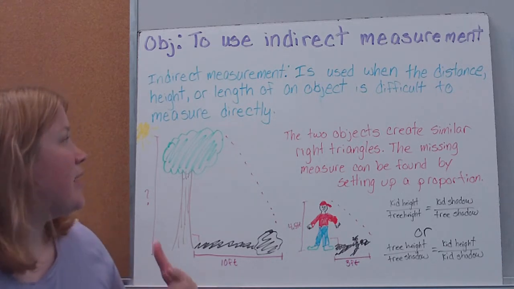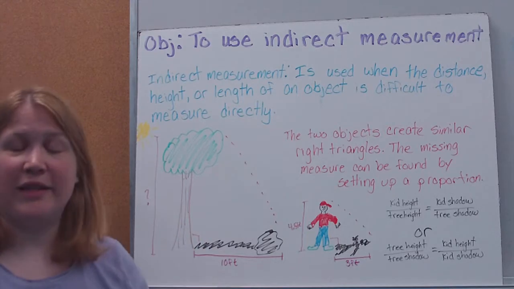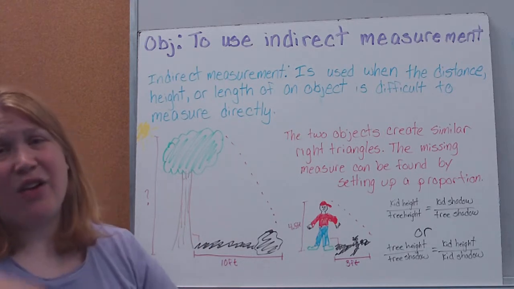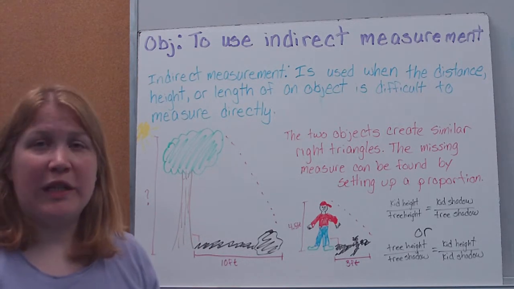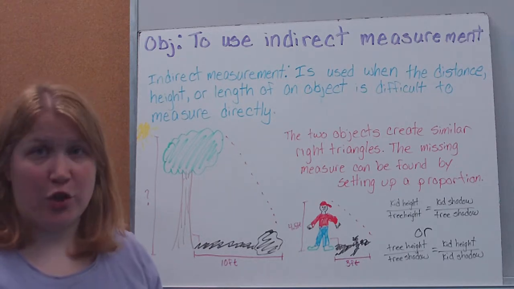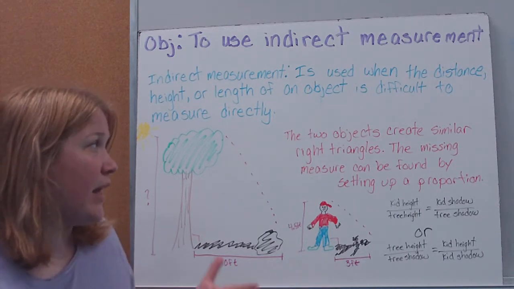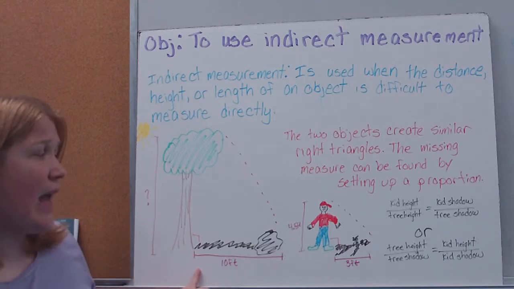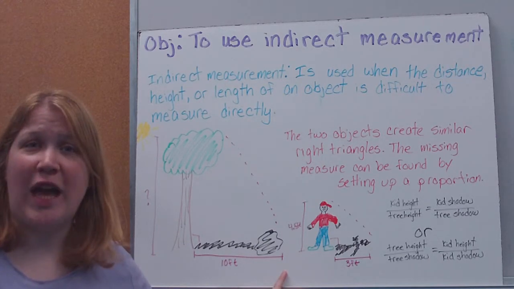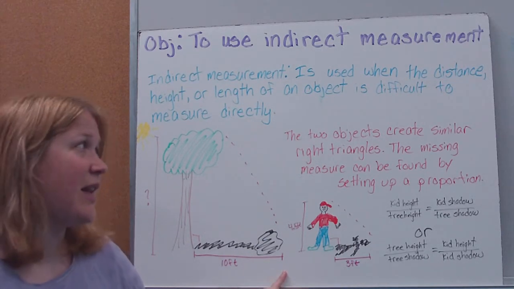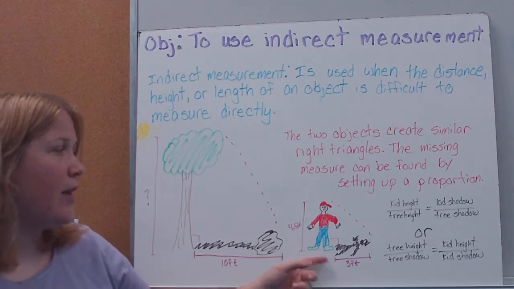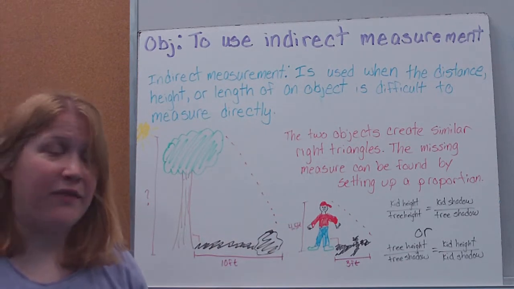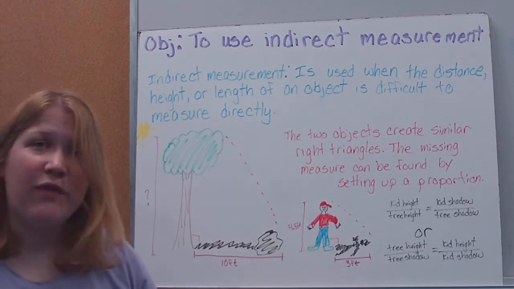For example, in this problem, I want to figure out how tall this tree is. It's a very tall tree. I don't have a ladder high enough to measure it. So we're going to use indirect measurement to find its height. Because it's on the ground, I can measure the shadow. The shadow it's casting is 10 feet. At the same time, this boy, who is 4.5 feet tall, is casting a 3-foot shadow.